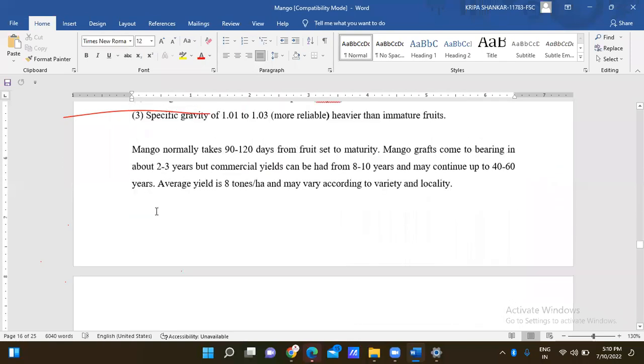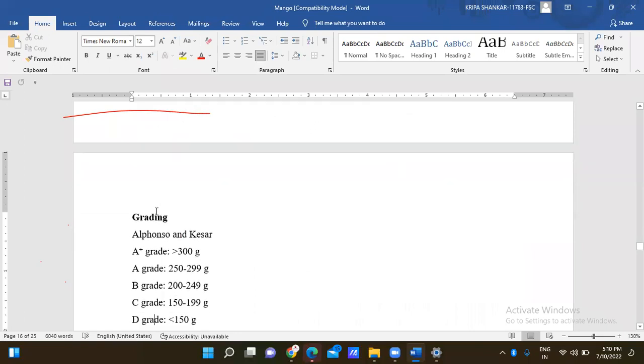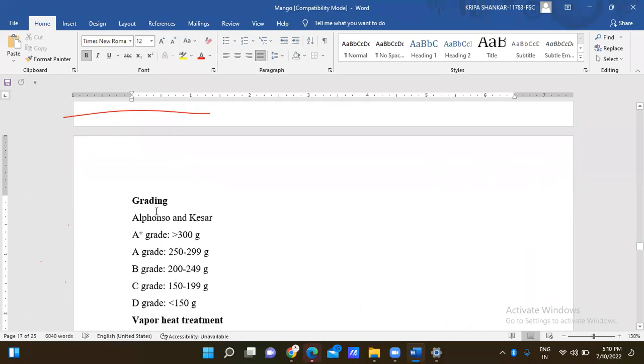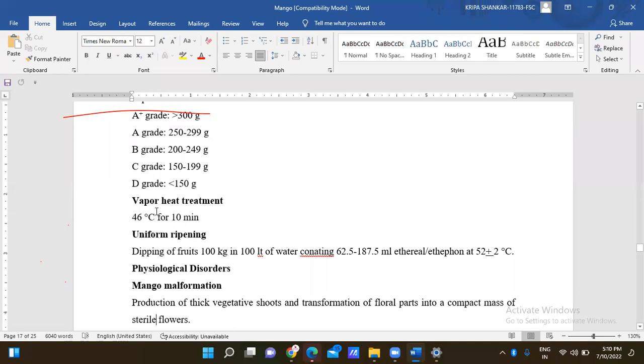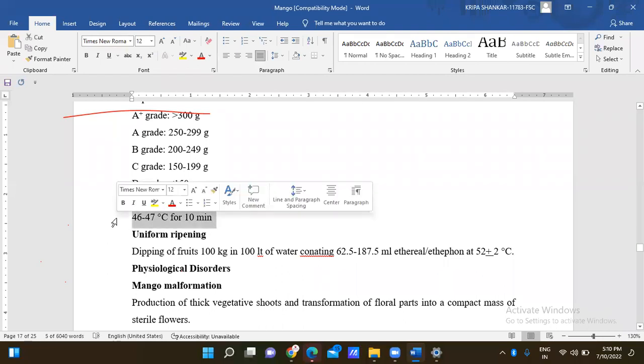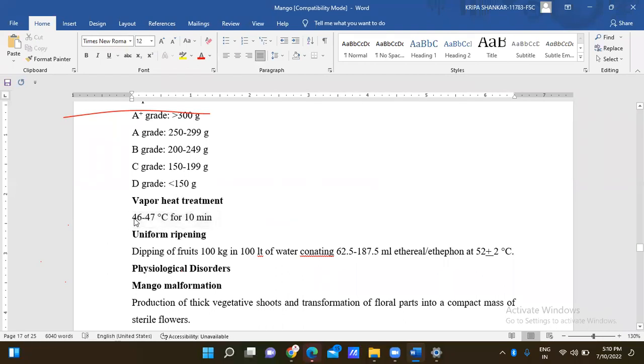So next is harvesting and yield. You can read grading in the case of mango, like different grades are there, mostly for Alphonso and Kesar, based on their weight. Remember the A+ grade mostly. Vapor heat treatment, as I already told, is 46 to 47 degrees Celsius. It's the pulp temperature. When they go for the temperature of the chamber, you should go for 52 degrees Celsius.